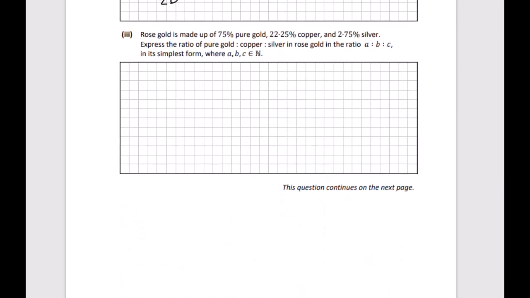Rose gold is made up of 75% pure gold, 22.25% copper, and 2.75% silver. Express the ratio of pure gold, copper, and silver in rose gold in the ratio A:B:C in its simplest form, where A, B, C have to be natural numbers. Okay, so we have 75 is to 22.25 is to 2.75. There's our ratio.